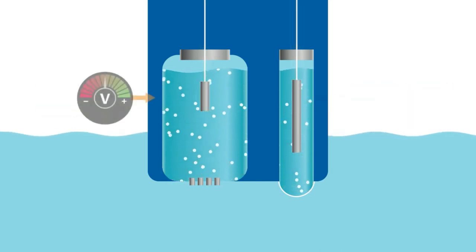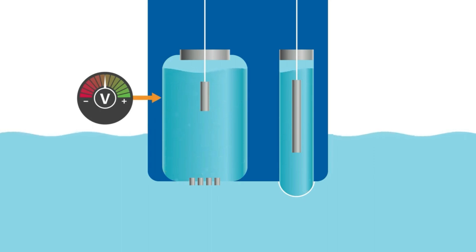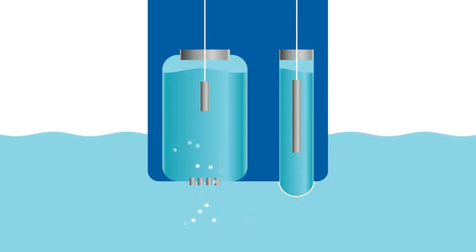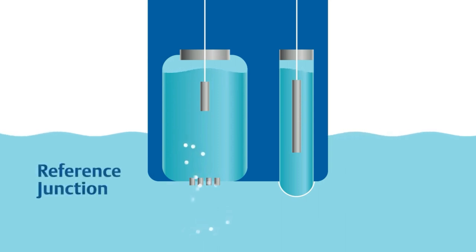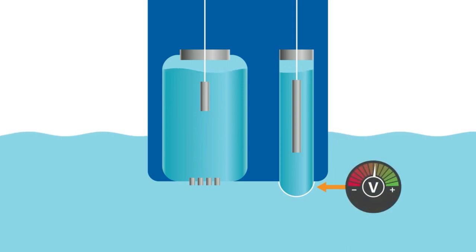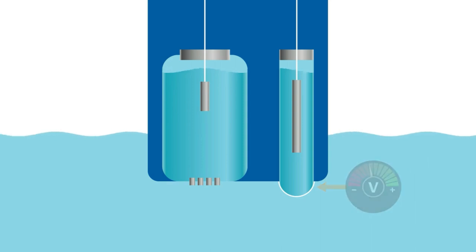The reference electrode maintains a steady reference voltage and completes the electrical circuit with the pH-sensitive electrode by allowing a small amount of ions to flow from the reference electrolyte solution into the process fluid through a small porous opening called a reference junction. The pH-sensitive electrode has a small bulb at its tip that is made of pH-sensitive glass. The electrical voltage across this bulb changes in response to the hydrogen ion concentration of the process fluid around it.